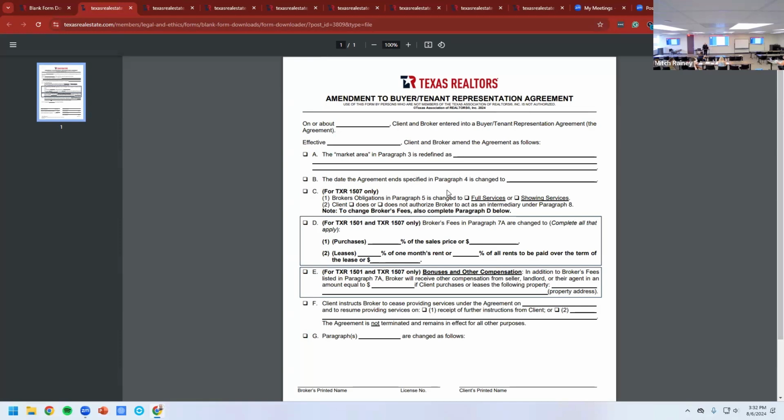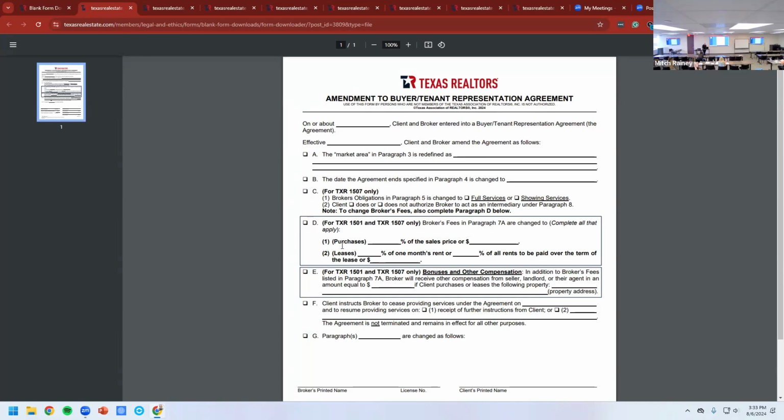For Texas 1507 only, we don't talk about that form. I don't like that form. D, this is going to be for your listing agreement or for your lease buyer's representation agreements. The 1501 buyer's representation agreement. Broker's fee and 7A are changed too.